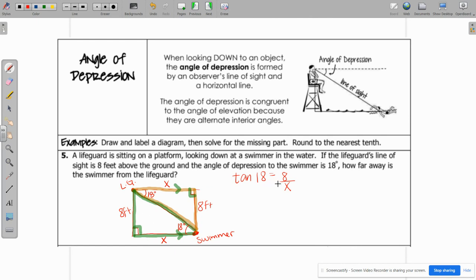So when we're solving for this, we're going to say tangent of 18 over 1, and we're going to set our cross products equal. So 8 times 1 is 8. That's going to equal x times the tangent of 18. So to solve for x, we're going to divide both sides by the tangent of 18. So x equals 8 divided by the tangent of 18. So x is going to be approximately 24.6 feet. So that's that horizontal distance from here to here, the base of where the lifeguard is over to the swimmer.